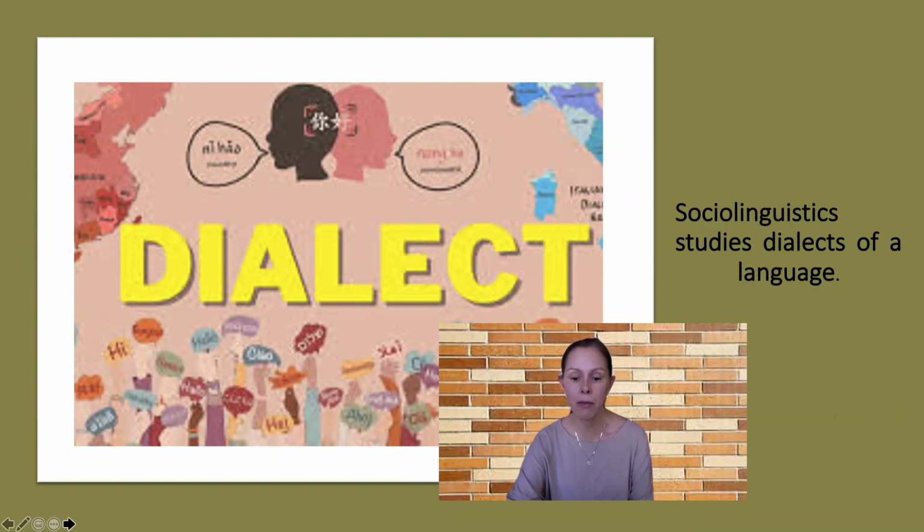A dialect will have an overlap with the parent language. The overlap occurs in their phonology, morphology, and syntax. Dialects have variation in pronunciation, grammar, and vocabulary that is being used.